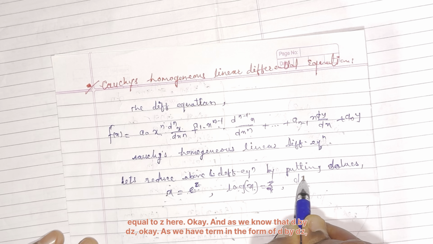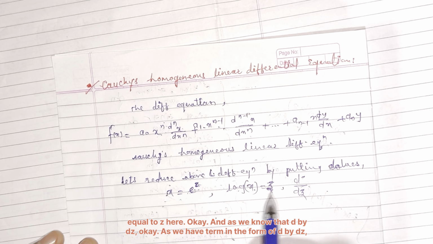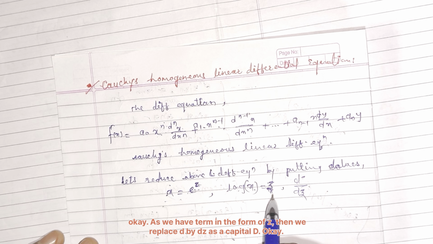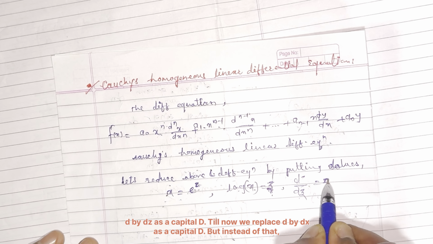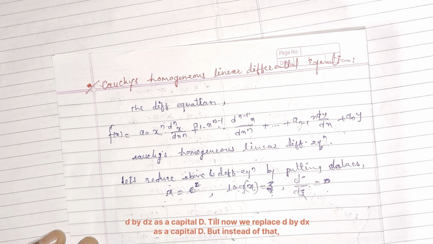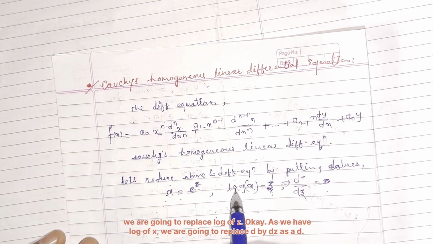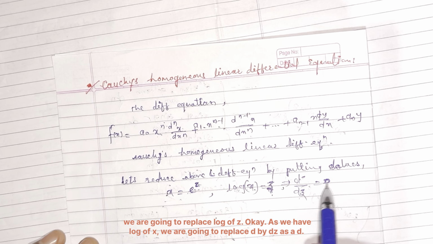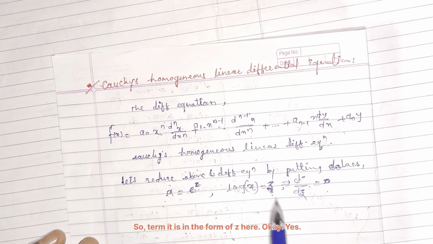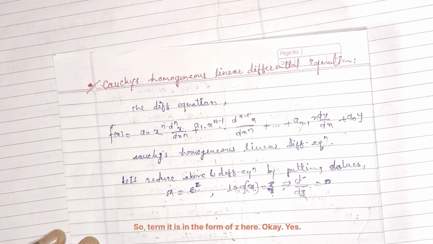As we now have terms in the form of d by dz, we replace d by dz with a capital D. Till now we replaced d by dx as a capital D, but instead of that, since log of x is equal to z, we are going to replace d by dz as D, so the term is in the form of z.